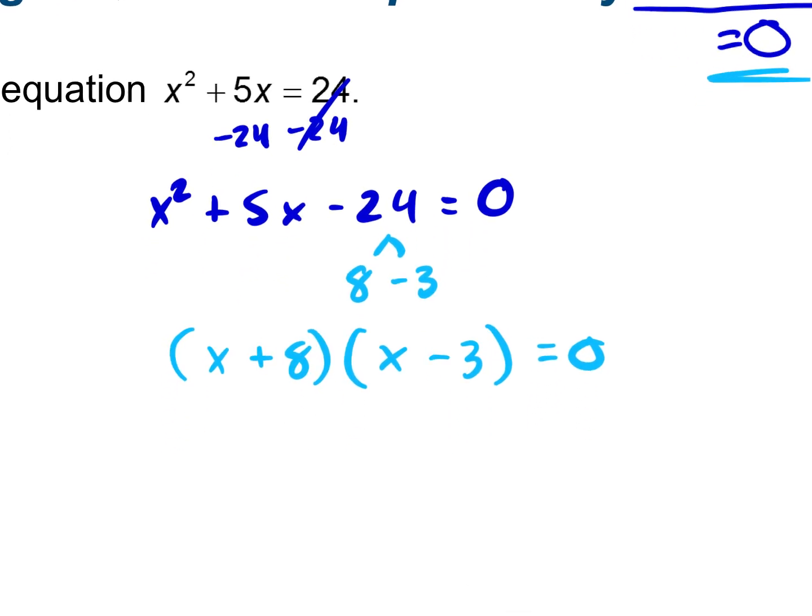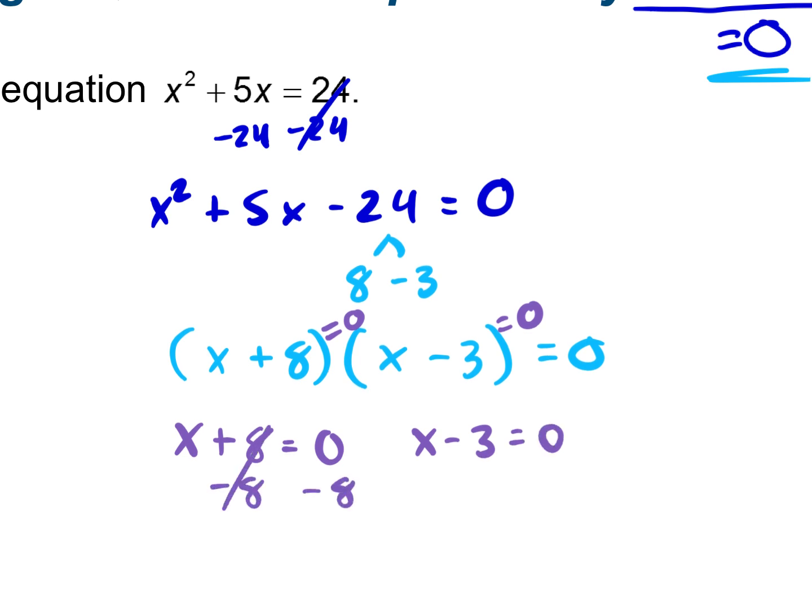And then the last step, after we factor, we just set each one equal to 0. So each little parentheses gets set equal to 0. And then we solve from there. So x plus 8 equals 0, and x minus 3 equals 0. Subtract 8 in the first one, so x equals negative 8. Add 3 in the second, so x is equal to 3.